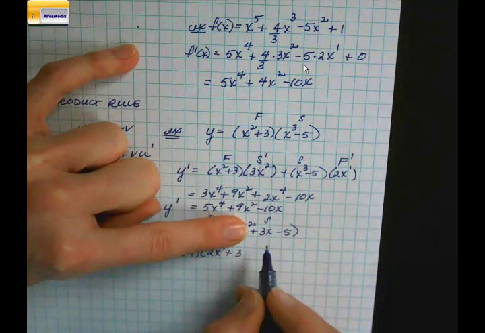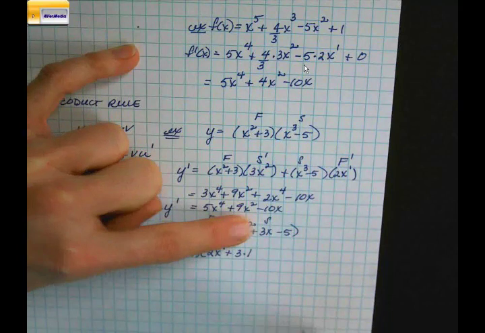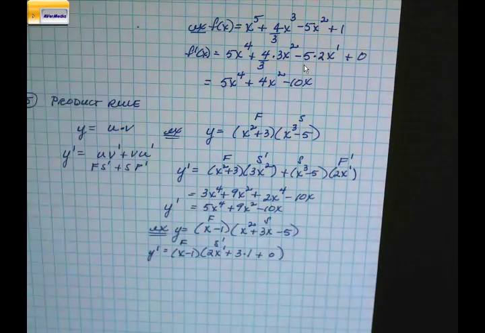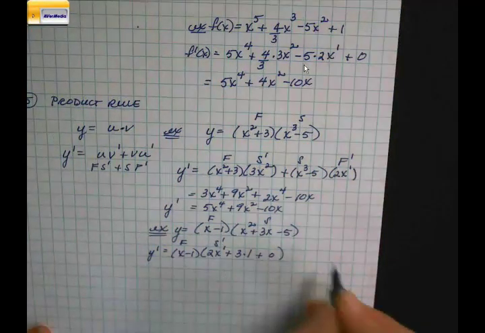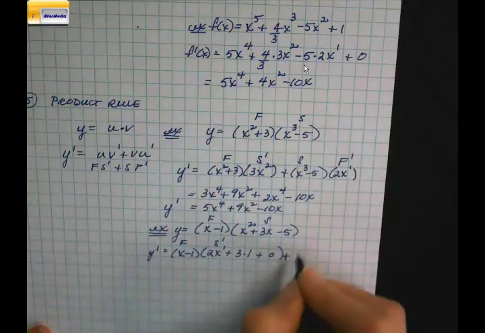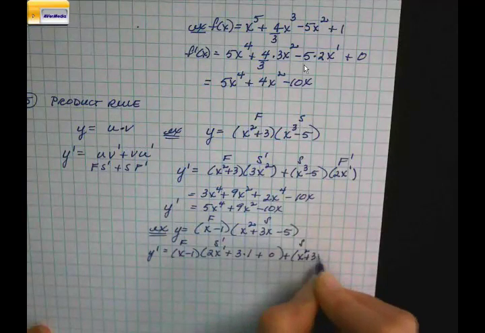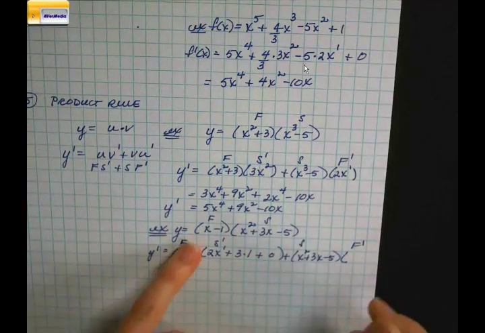Hold on to the 3, and the derivative of x is 1x to the 0, which is 1. The derivative of a negative 5 is just 0. That's the first times the derivative of the second. Then we have to take the second times the derivative of the first, plus the second, which is x squared plus 3x minus 5, times the derivative of the first.